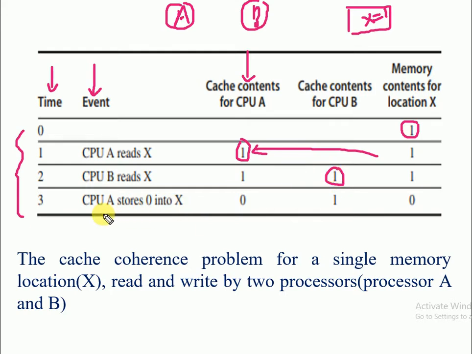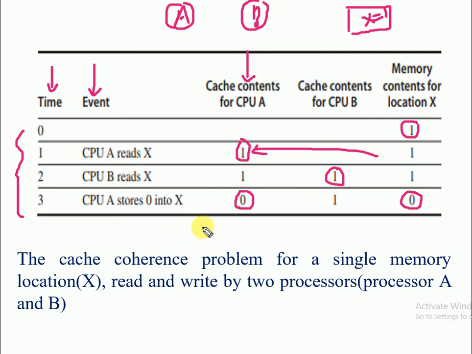Now what is happening is, CPU A stores 0 to H. It changes the value of H to 0. What is happening? CPU A stores 0. So along with the cache, it will change the value of H to 0. Okay, so it changes to 0 here.